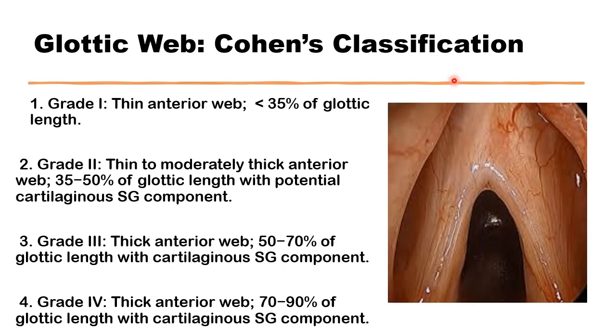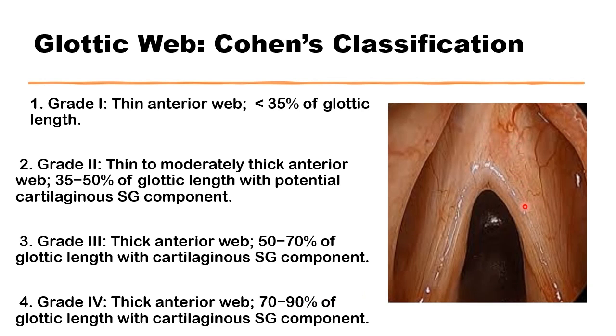Among the various classification systems, the Cohen classification is functional and useful because it depends on the length of involvement of the web in relation to the vocal fold. So anything less than 35%, that is 1/3 of the vocal fold, will be grade 1. Between 1/3 and 1/2 of the vocal fold would be grade 2. More than half, up to 2/3, between 50% and 70%, will be grade 3, and more than that, up to 90%, would be grade 4.